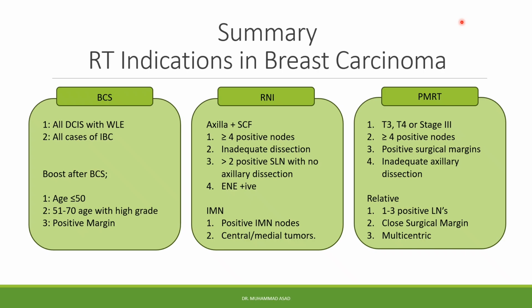Regarding regional nodal irradiation: 4 or more positive nodes, inadequate dissection, 2 positive sentinel nodes with no axillary dissection, and when extranodal extension is positive. Regarding internal mammary nodes, if they are positive, they are included, and also when the tumor is central or medial. Regarding post-mastectomy RT: when the tumor is T3, T4 or stage 3, if 4 or more positive nodes are involved, when there is a positive surgical margin, that is ink on margin, and if there was inadequate axillary dissection. Regarding relative indications: 1 to 3 positive lymph nodes, close surgical margins, multicentric disease, as well as high-risk patients.